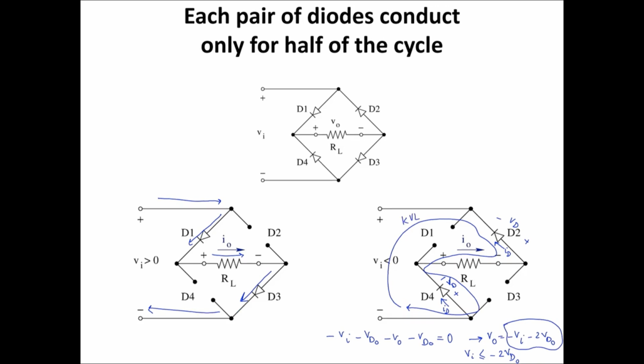In summary, today we looked at rectifier circuits as a type of waveform shaping circuit. We looked at 2 types: a half-wave rectifier and a full-wave rectifier.